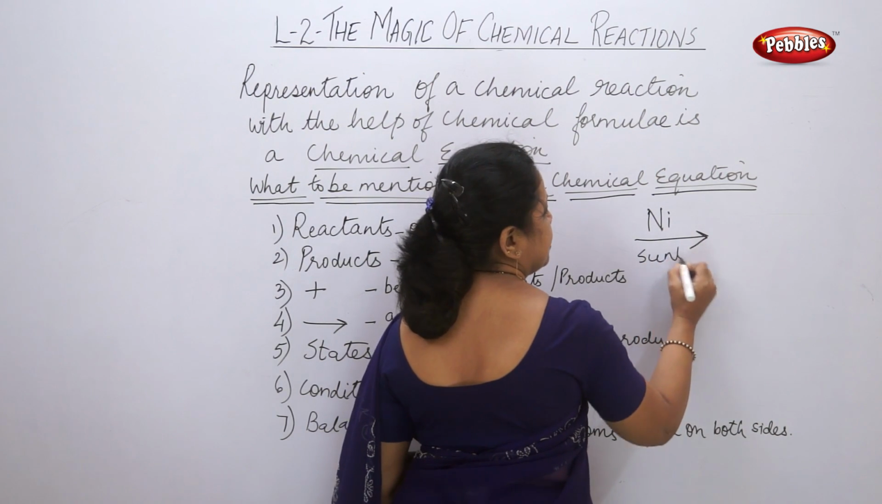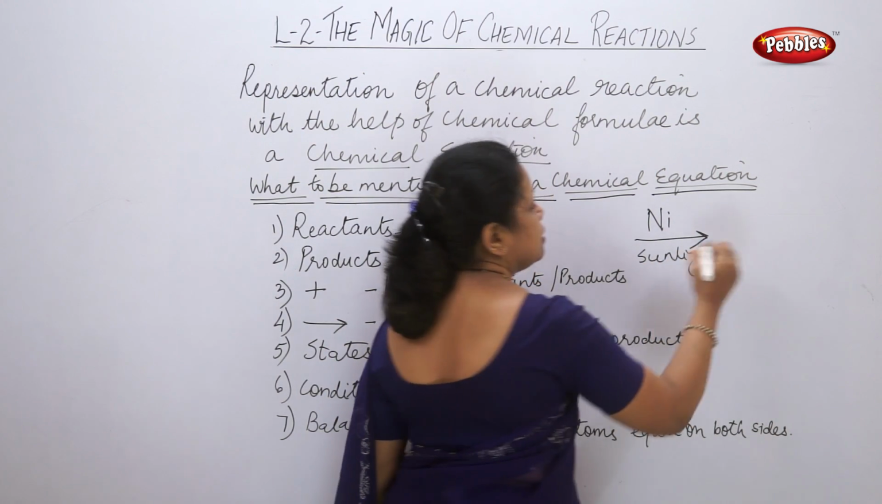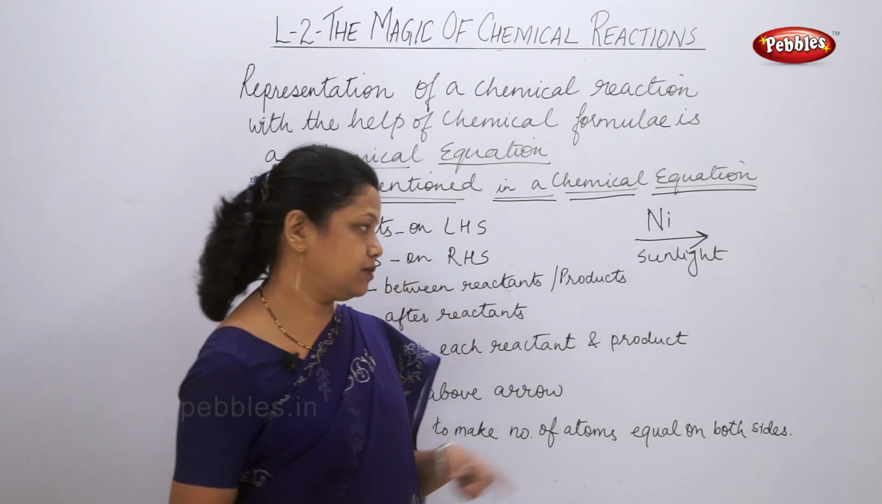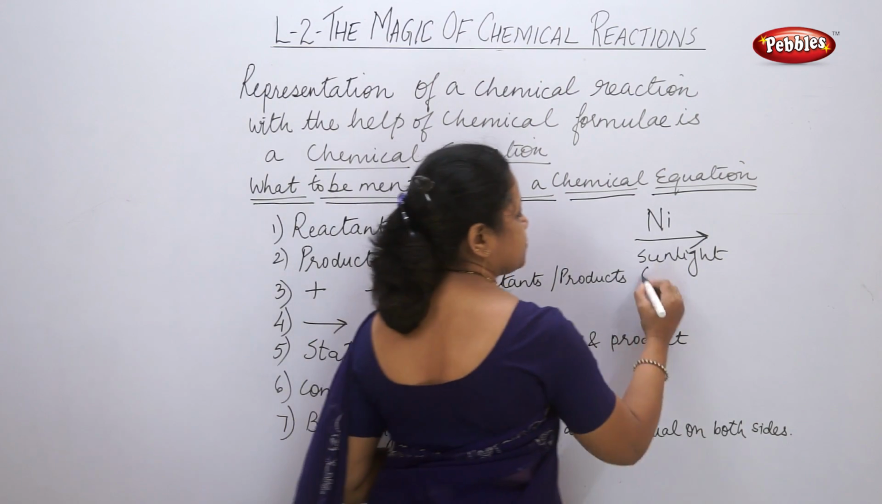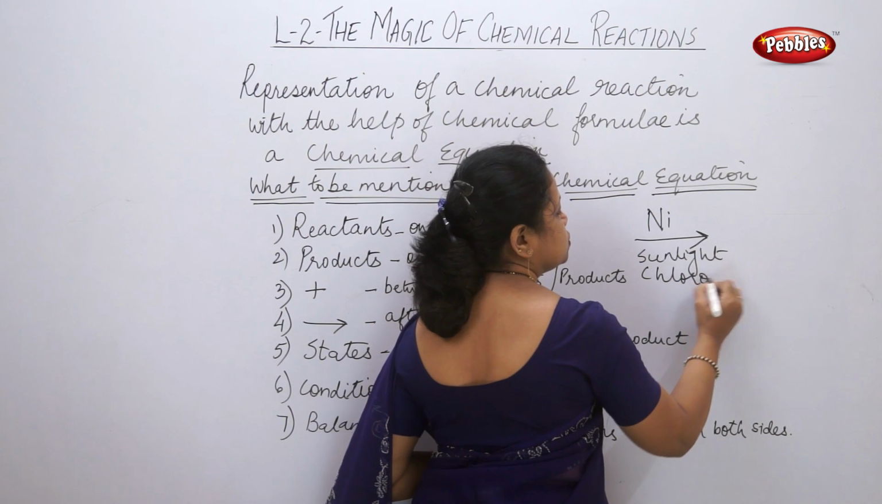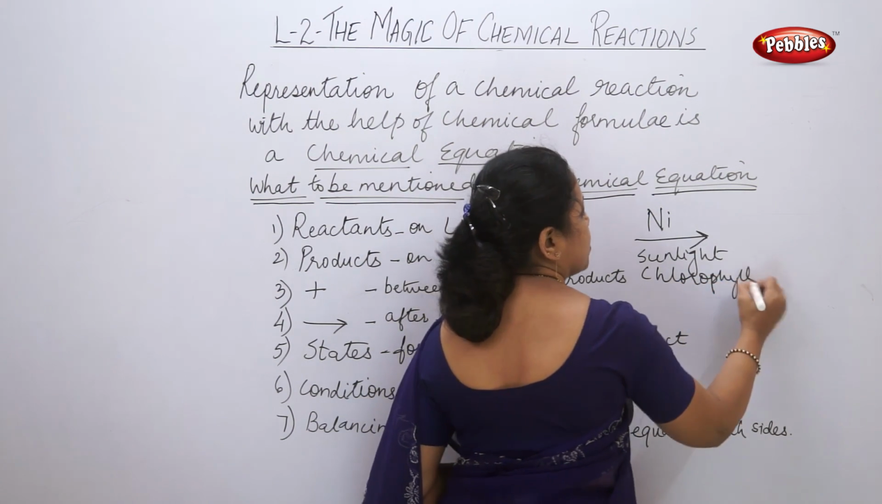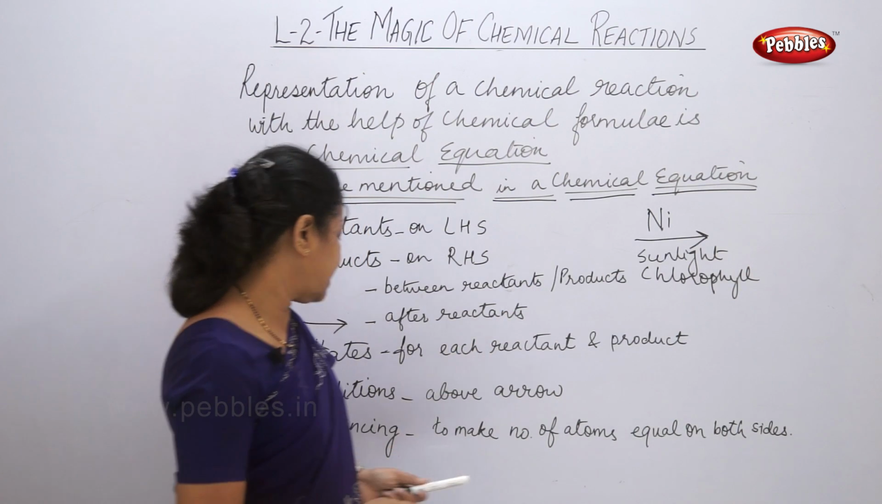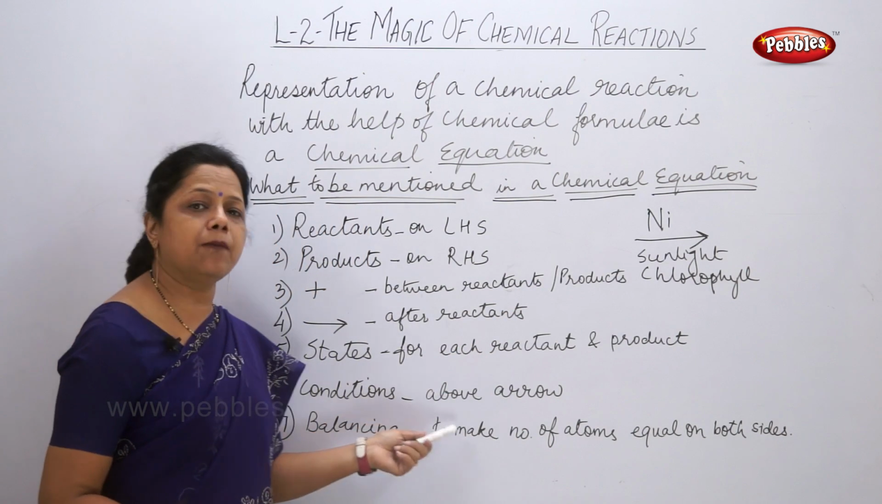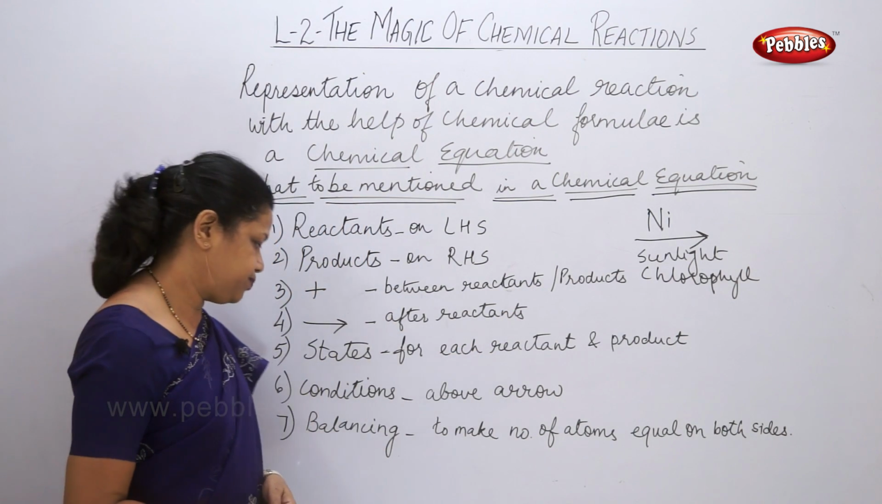I will write sunlight. That means this type of reaction is taking place in the presence of sunlight. If I am writing chlorophyll, that also shows that chlorophyll is required for the reaction to take place. So this is the meaning when I say the conditions which are written above or below the arrow.